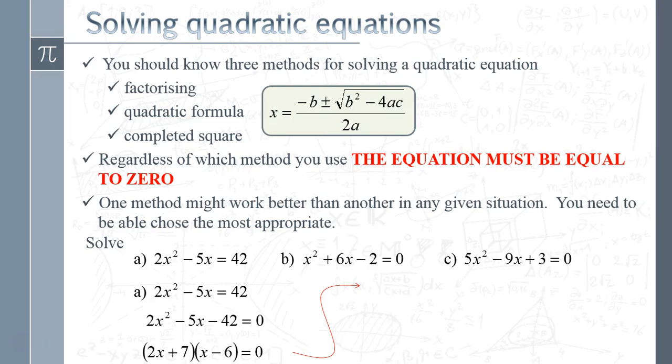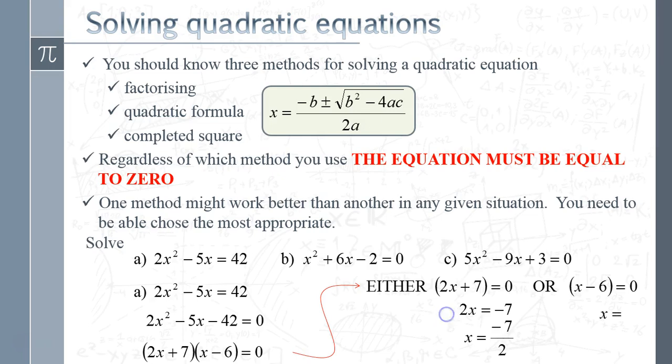And this is what I refer to as the either-or bit, because what we're saying is if two things multiply together to make 0, either the first one, 2x plus 7, is equal to 0, or the second one, x minus 6, is equal to 0, which allows us to write this statement and effectively take our quadratic and split it into two simple linear equations. So I've got 2x plus 7 equals 0, gives me 2x equals minus 7, x is minus 7 over 2, and from the other one, we've got x equals 6, and there's my two solutions.